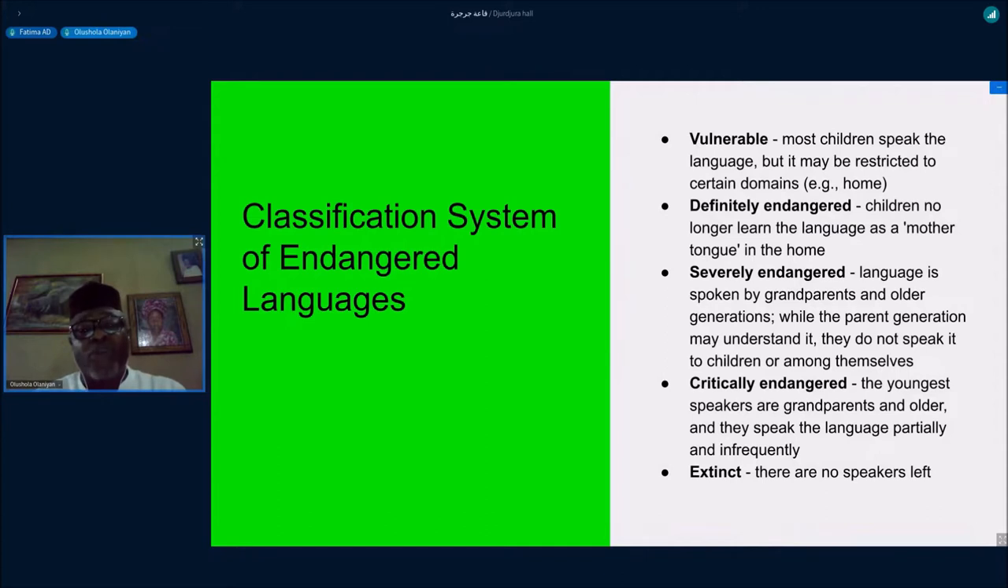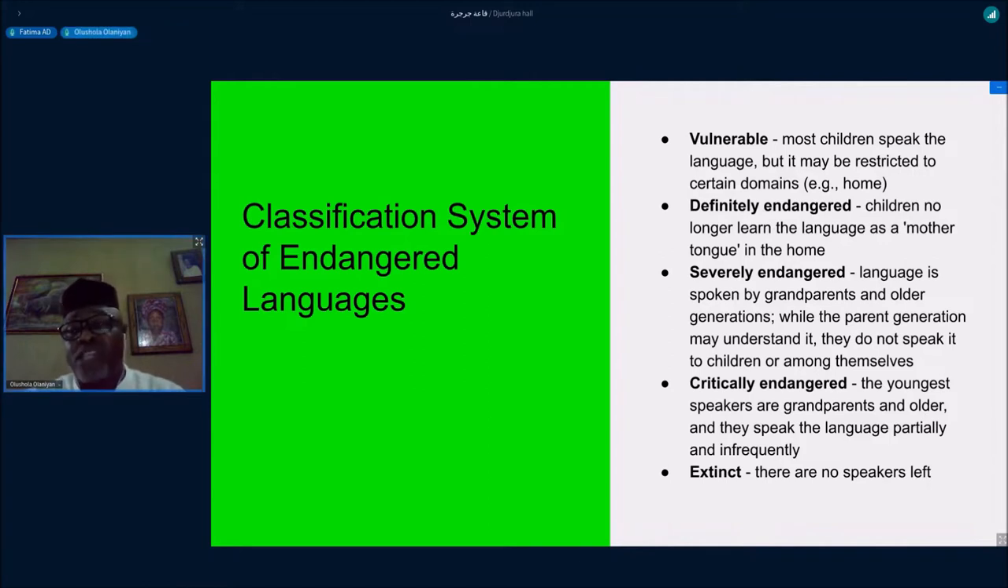According to UNESCO, there is a classification system of endangered languages, which include vulnerable, definitely endangered, severely endangered, critically endangered, and extinct. The language is vulnerable when most children speak the language, but it may be restricted to certain domains. This is one of the key challenges we have in Africa. There are quite a number of our languages that are only spoken at home.